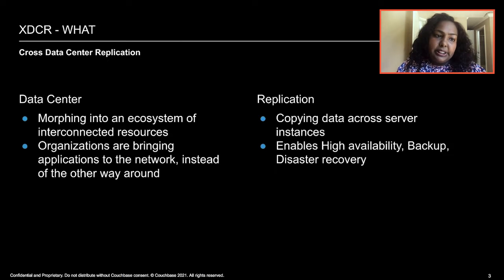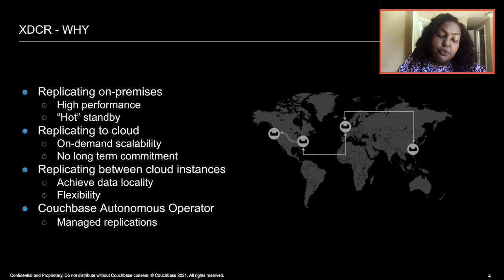So let's delve a little bit into why you should be using XDCR. You could be replicating your data on your on-premise VMs or containers. And while this might seem redundant, this is a great way to implement a hot standby system. And you will be able to see high performance even though you are doing writes and replicates in parallel because your instances are co-located on the network.